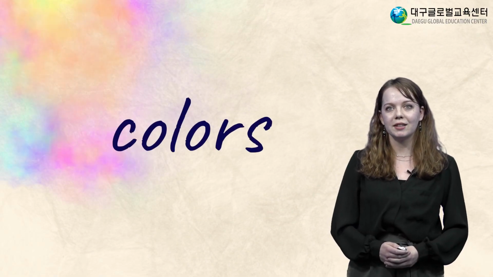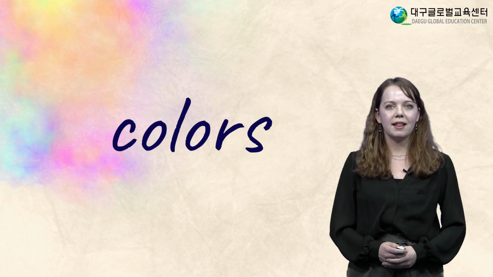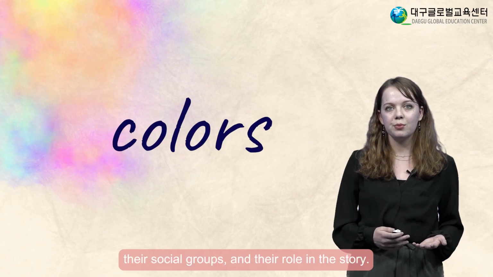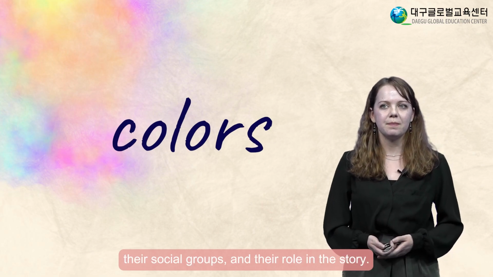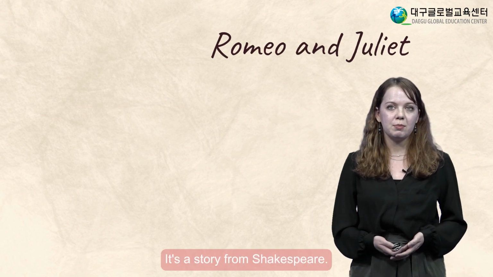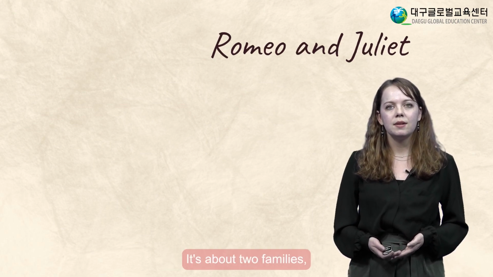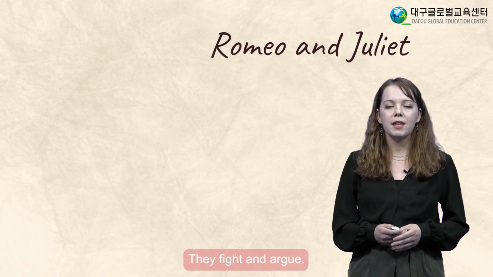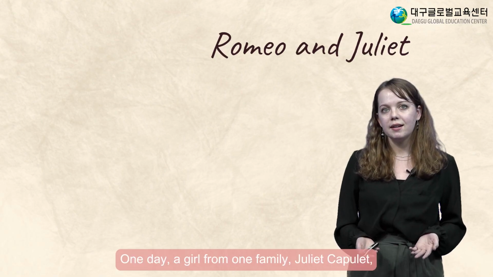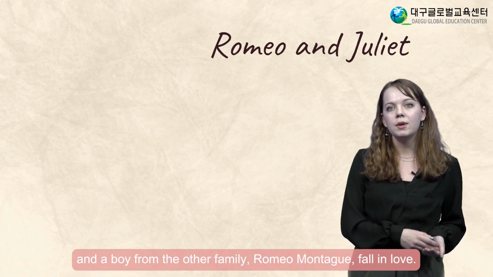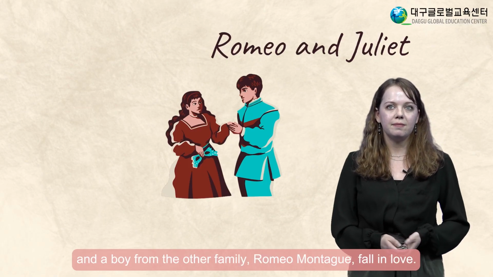One of the most important parts of costume design is color. Color can tell us about the characters. It can tell us their personalities, their social groups, and their role in the story. Do you know Romeo and Juliet? It's a story from Shakespeare. It's about two families, the Montagues and the Capulets. These two families are enemies. They fight and argue. One day, a girl from one family, Juliet Capulet, and a boy from the other family, Romeo Montague, fall in love.